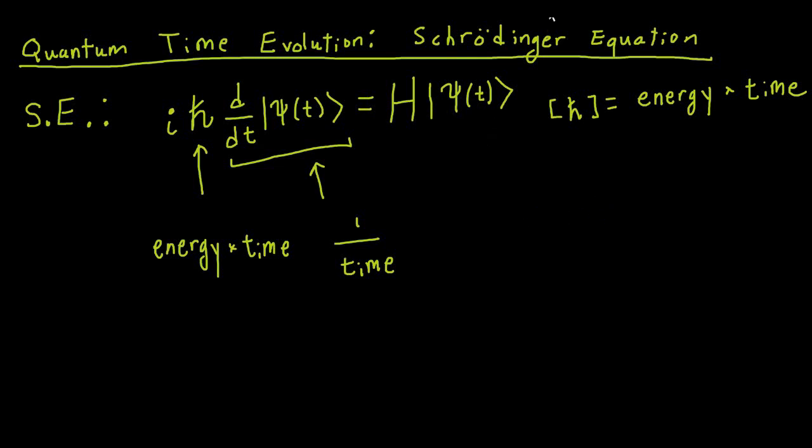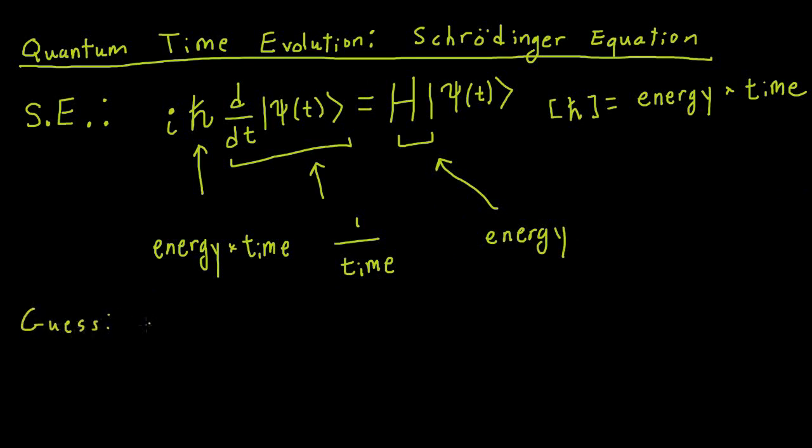So, therefore, the dimensions of h have to be energy times time divided by time. In other words, the dimensions of h have to be energy. So now that we can see that h has units of energy, we're going to make a guess.